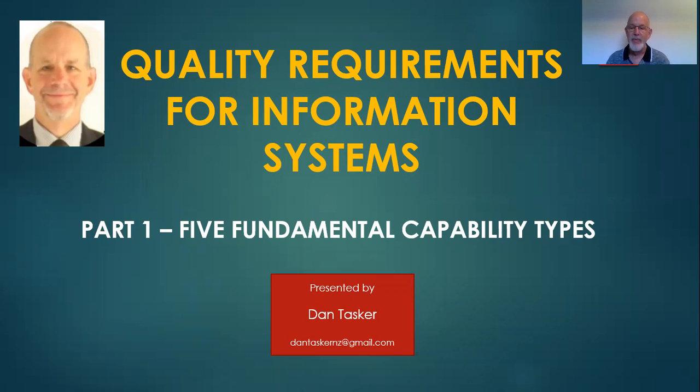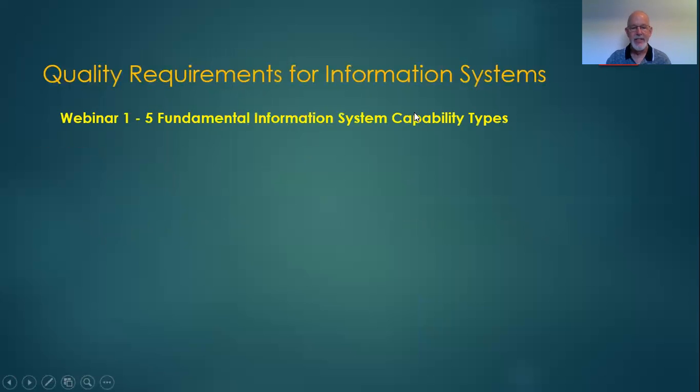templates. So this series of webinars is going to revisit the main concepts from that series, and we've separated it out into 4 parts. This is part 1. So we'll look at 5 fundamental information system capability types. An information system can really do one of 5 different things at any one time. So we'll look at that.